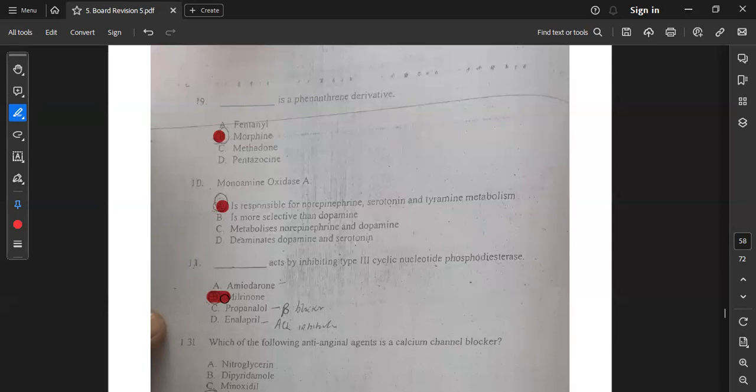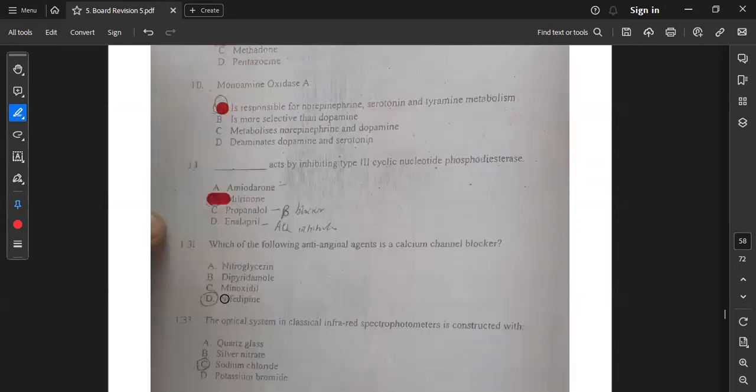Which one of the following anti-anginal agents is a calcium channel blocker? Okay, so Dr. Gares in the group is saying inhibition of phosphodiesterase 3 increases cyclic AMP in the heart, increasing cardiac contractility. Okay. Which one of the following anti-anginal agents is a calcium channel blocker? We have nitroglycerin, dipyridamole, minoxidil, and nifedipine. And Dr. Tur is telling us that the answer is nifedipine. And Dr. Sunshine.